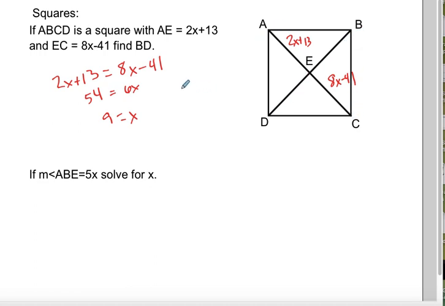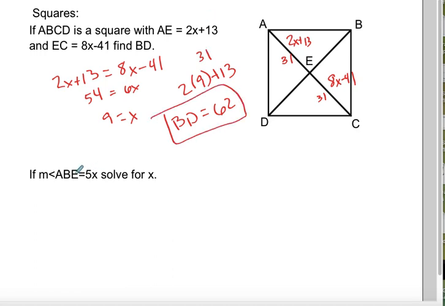So what I'm going to do is plug into the AE part. So 2 times 9 plus 13, that's 18 and 13. And that's 31. So if each part of these is 31, that's a length of 62, which means that BD is 62.